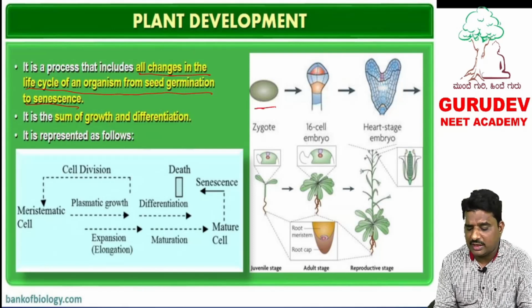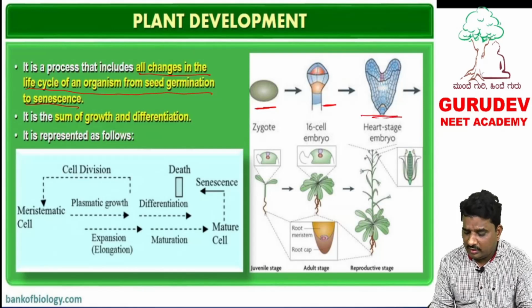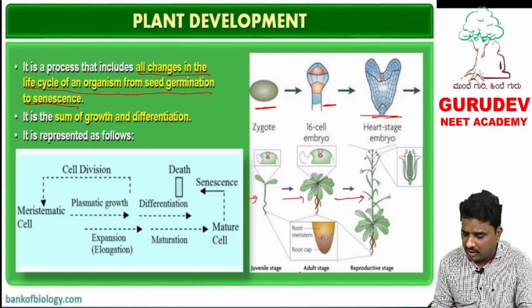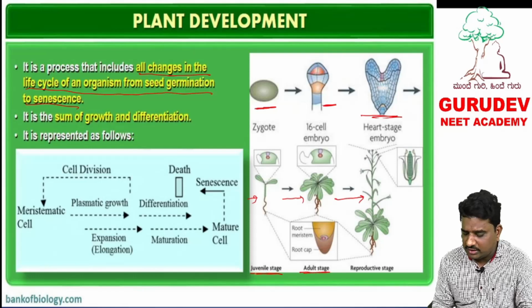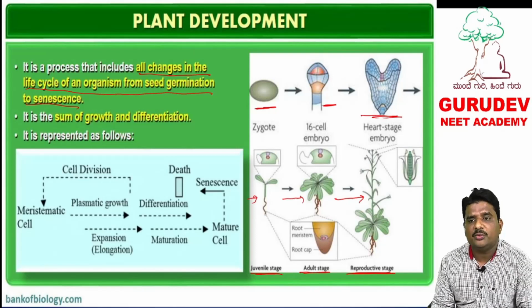Say for example, this is a zygote. From the zygote, a 16-celled embryo, then a heart-shaped embryo. Then there is the juvenile stage of the plant, then root and shoot formation takes place. Then the mature plant forms: this is the adult stage, this is the juvenile stage, and this is the reproductive stage of the plant. These are the various developmental processes in plants that we have to learn under the concept called development.